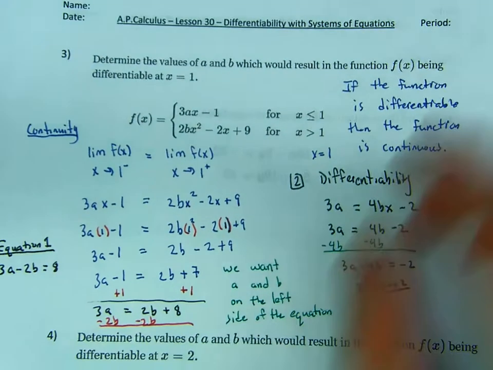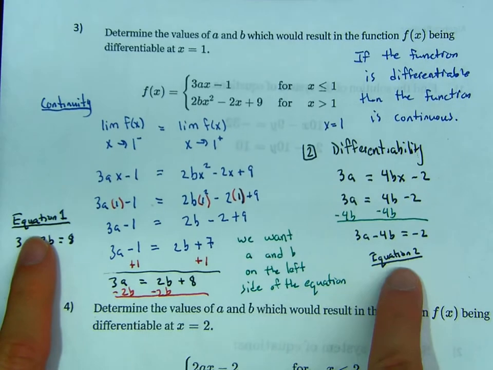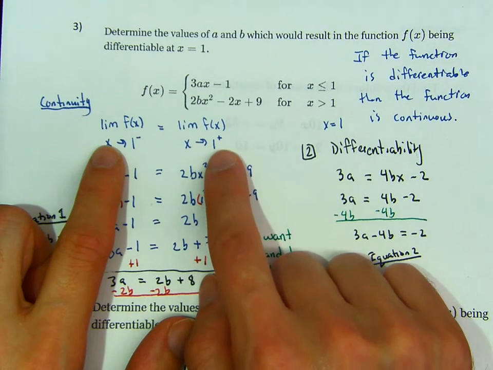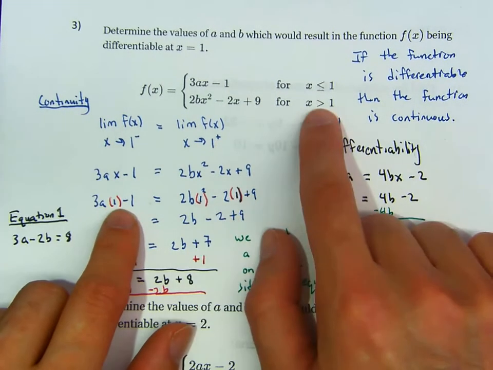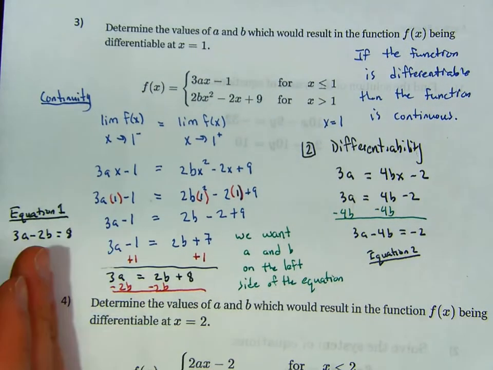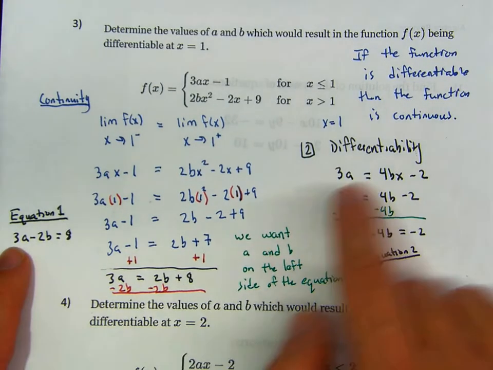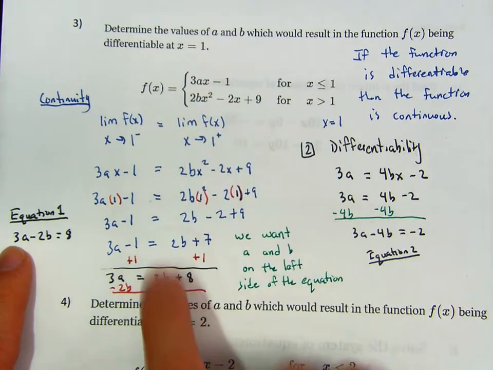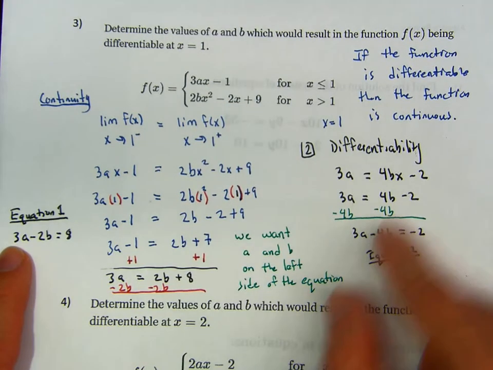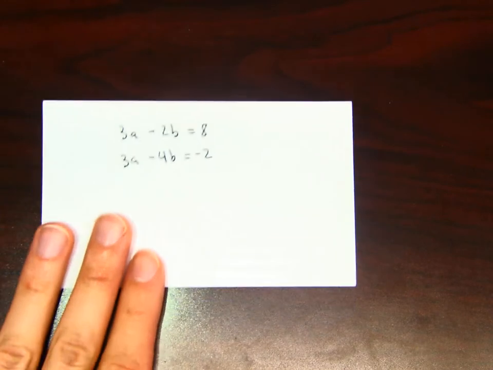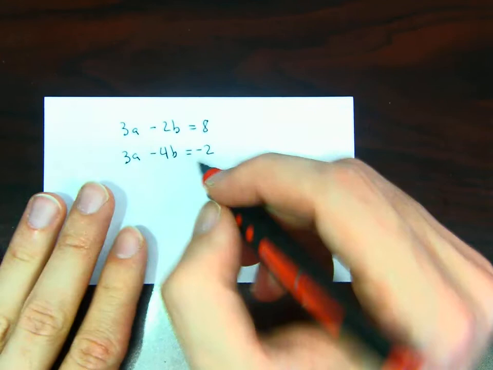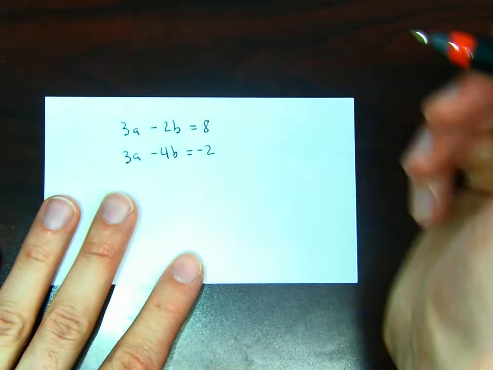But just to review the idea, what you want to do is create 2 equations, right? So you look for continuity, the left and the right. You plug in your x value, and then you get the a and the b on the left side of the equation. So you create 1 equation. Then you do the same thing for differentiability, where you take the derivative of the left and the derivative of the right, and then you create another equation. Then you solve this system of equations. Okay? And if you want, pause the video, try and solve the system right now. How would you do it?